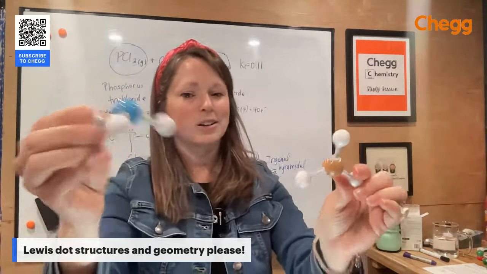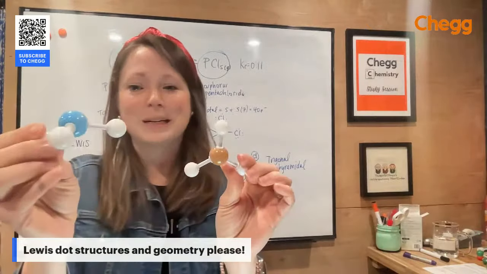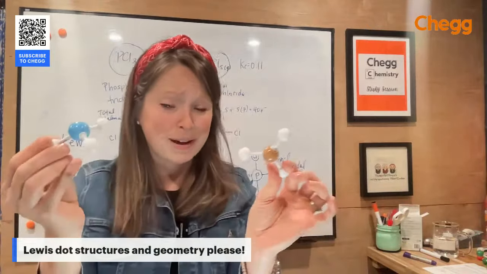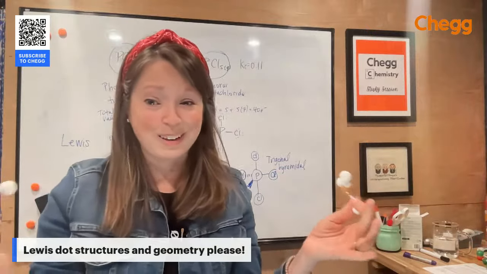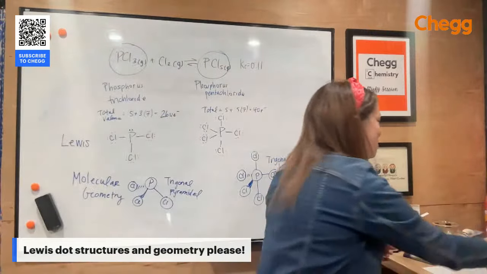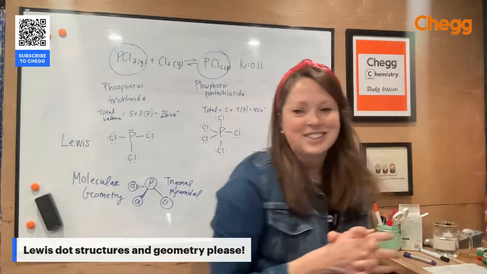So everyone likes to say, oh, why does that lone pair matter? Because it completely changes the geometry, the shape of that molecule, because those electrons are really, really important. All right, so that's enough about geometry and Lewis dot structures.